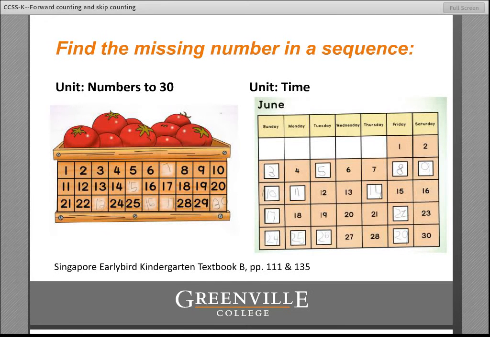Learning the forward counting sequences then can also support children with learning tasks such as these and give them an opportunity to practice that. Here they're trying to find the missing number in a sequence. And these images show 2 different units of study which illustrate how you can incorporate this forward counting with whatever you're already learning with your main units of study. So here we have a numbers to 30 activity where they're finding some missing numbers, and the other one is actually a calendar activity in a unit on time, and they're finding the missing numbers on the calendar.